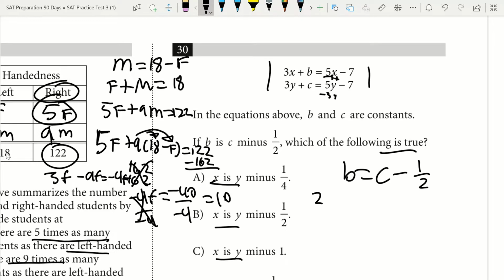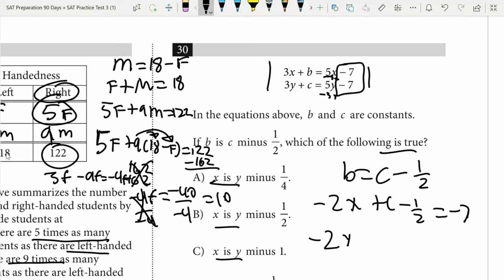So when I do that, I'm going to have in my top equation 3x. I subtract 5x, that's going to give me negative 2x then. So negative 2x plus b. I know that b is equal to c minus 1/2. So that's going to be plus c minus 1/2, and that's going to equal negative 7, right? Because that's what I'm trying to do, is get those negative 7s to both be what each equation is equal to. Then I'm going to have to subtract 5y from my bottom equation, so 3y minus 5y gives me negative 2y. Negative 2y plus c then is going to equal negative 7.